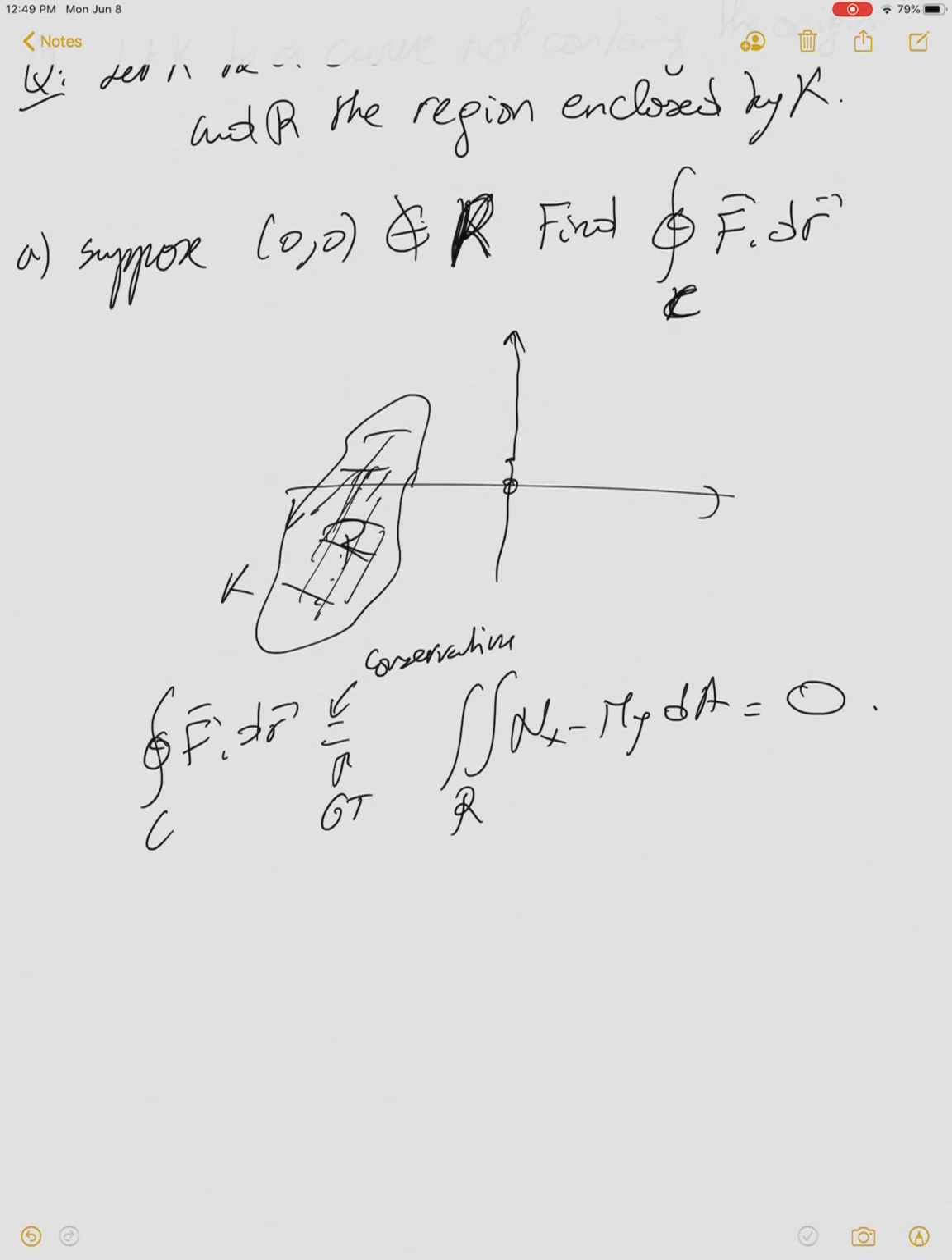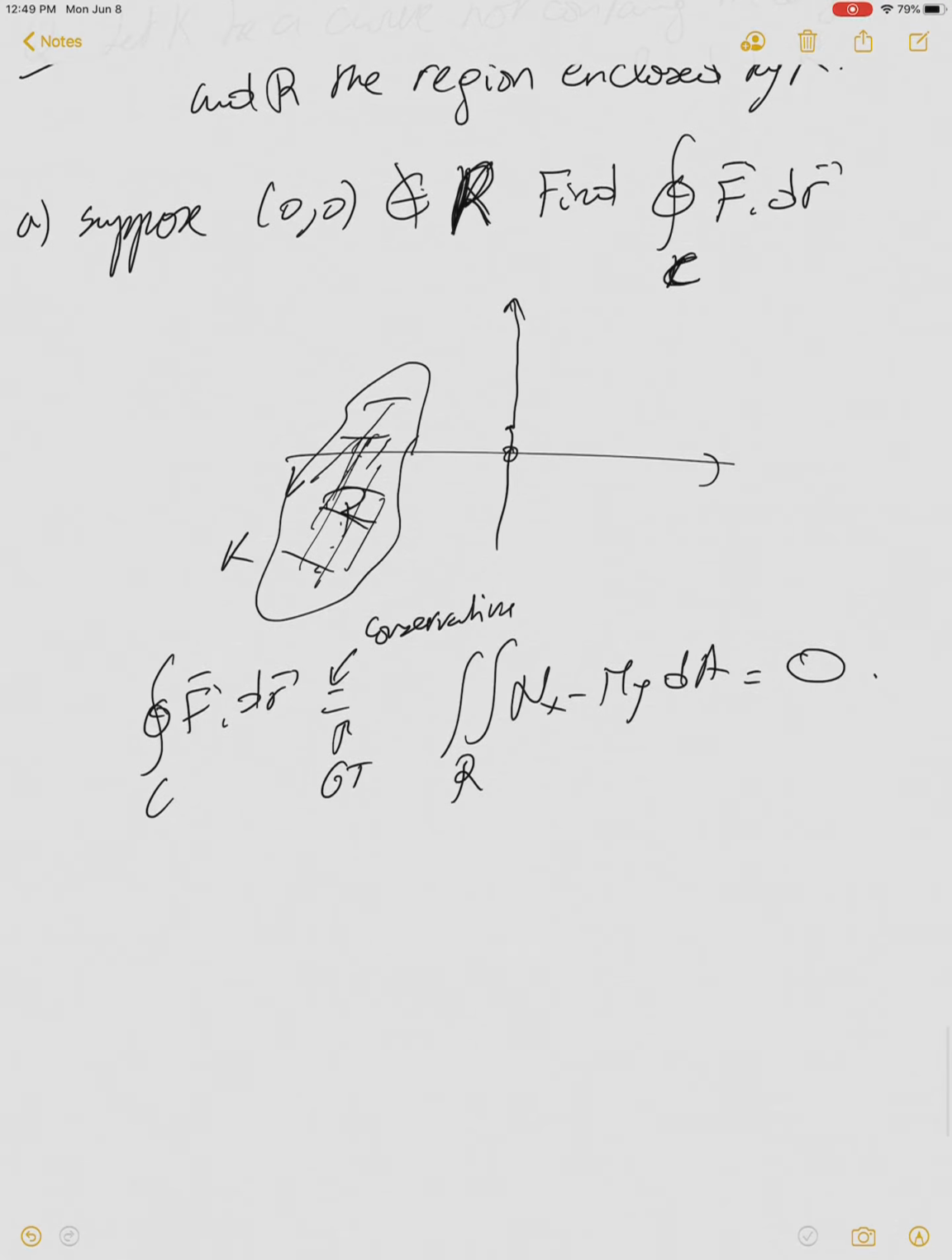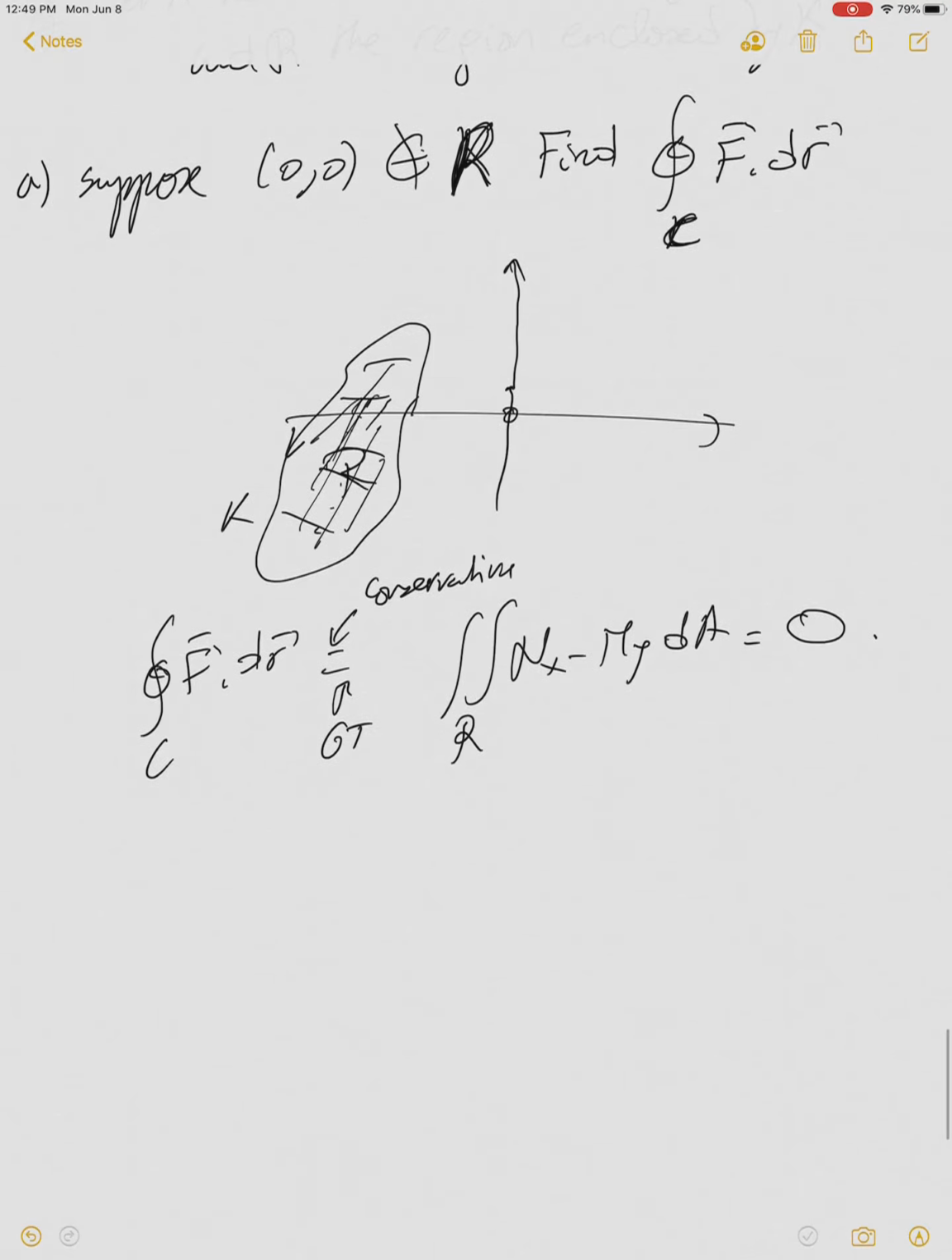Two things. You can do this without Green's theorem, because you can say it's conservative and R is simply connected, so by the loop property it equals 0. And you can use Green's theorem, but again, Green's theorem is just a general form of the loop property.